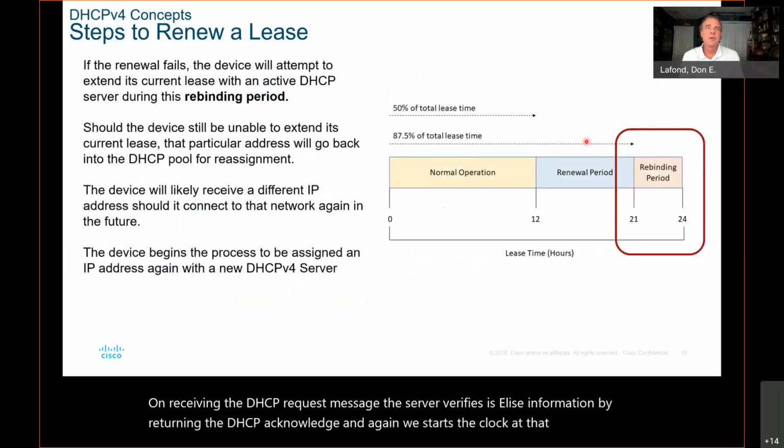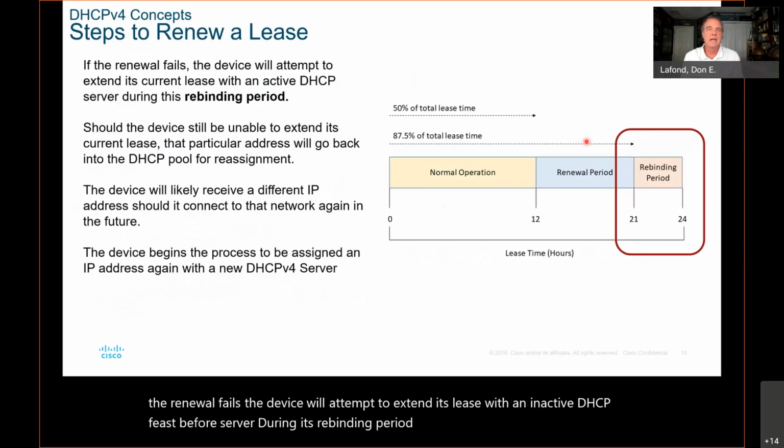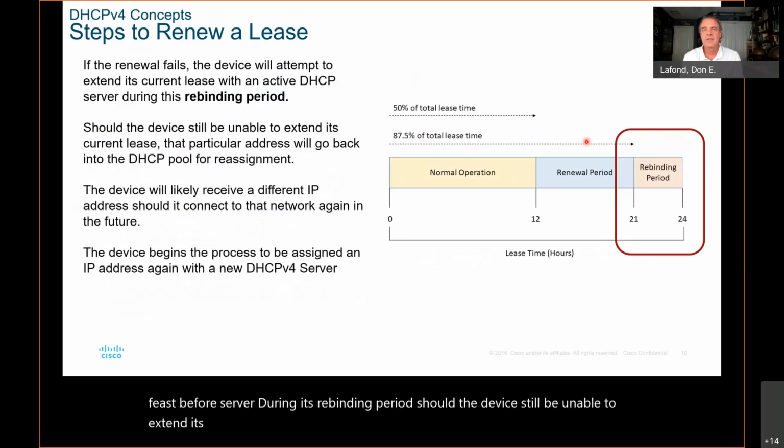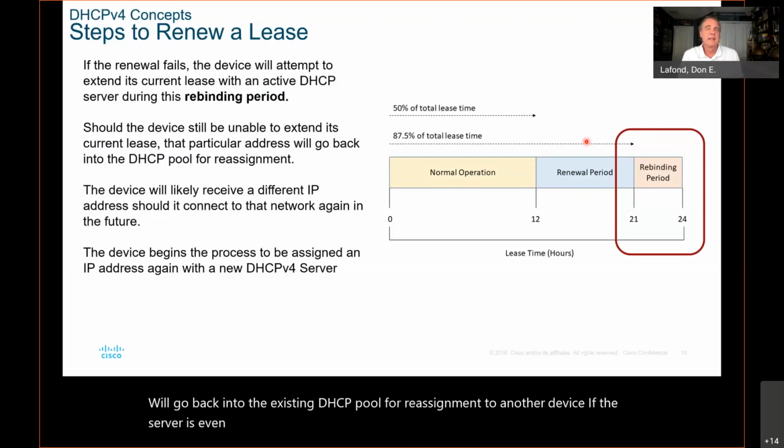Now, if the renewal fails, the device will attempt to extend its lease with an active DHCPv4 server during its rebinding period. Should the device still be unable to extend its current lease, that particular address will go back into the existing DHCP pool for reassignment to another device, if the server is even online. If the server is not online, then the server is not online.